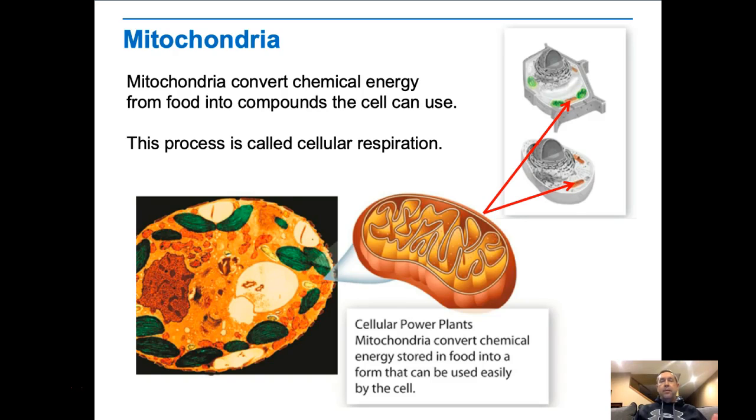Mitochondria also convert chemical energy, but in this case they take chemical energy from food and break that food down into components that cells can use, producing ATP, which is a form of energy cells can use to do work. Both plants and animals have mitochondria. The process that happens in the mitochondria is called cellular respiration. Both of these organelles are different from other organelles in that they have their own DNA, which is different from the DNA in the nucleus. It's similar to bacterial DNA more so than it is to eukaryotic DNA.